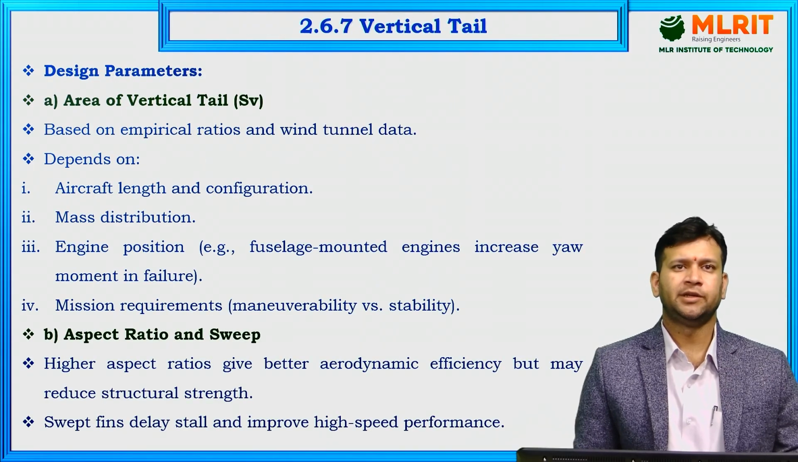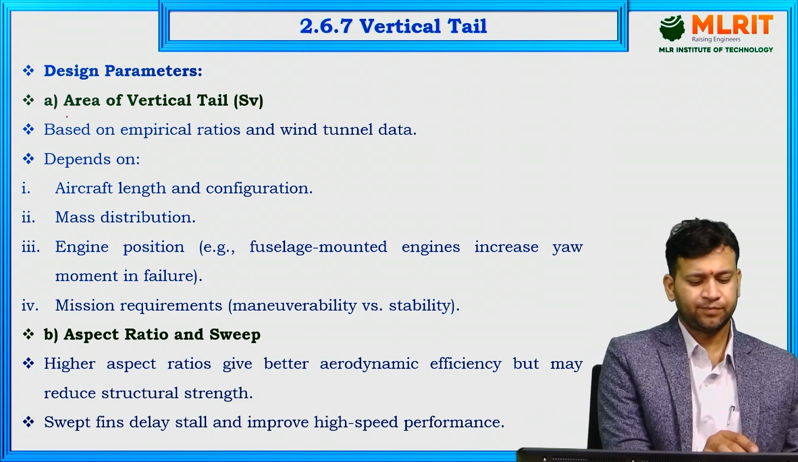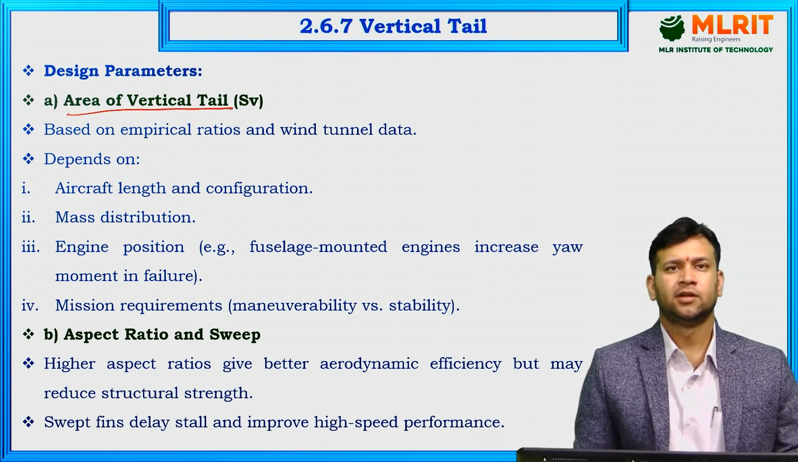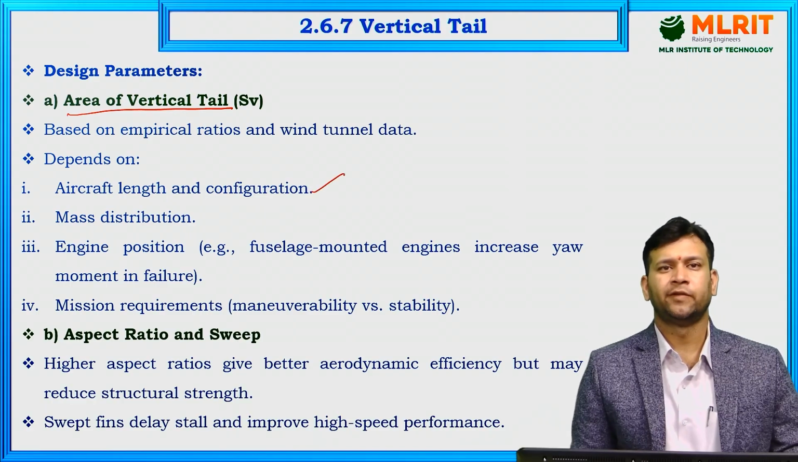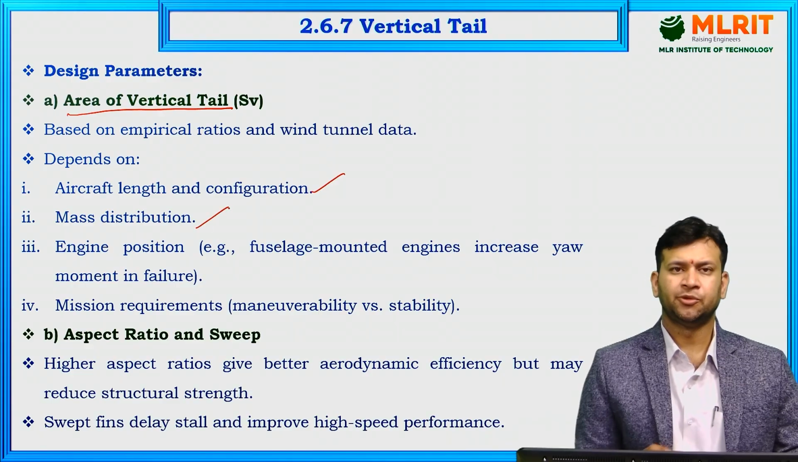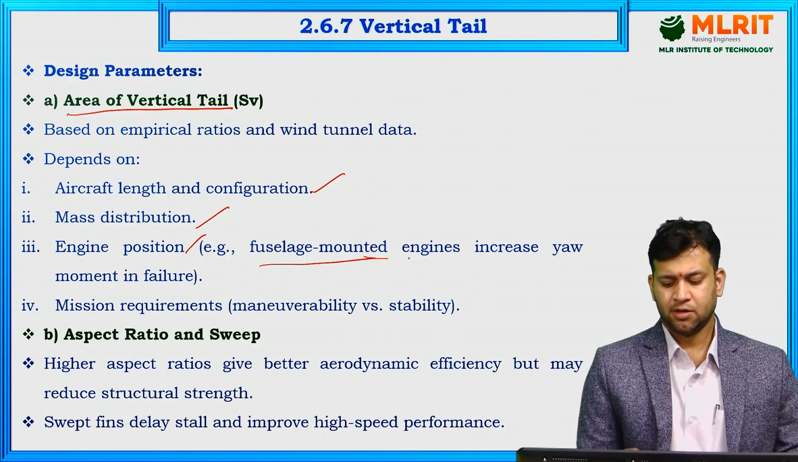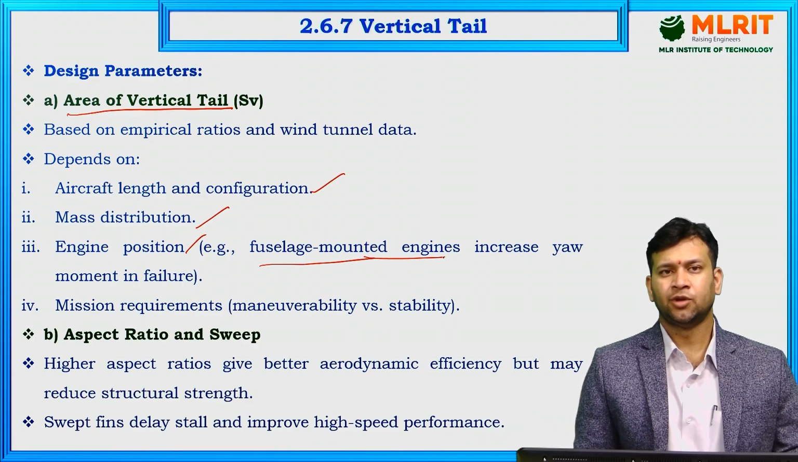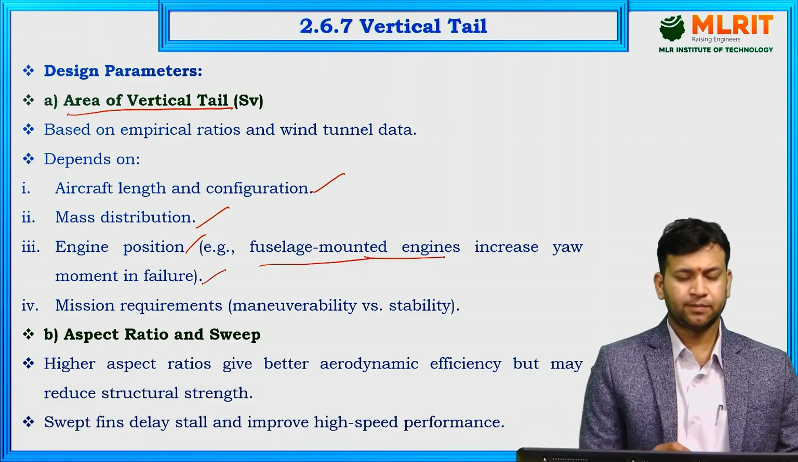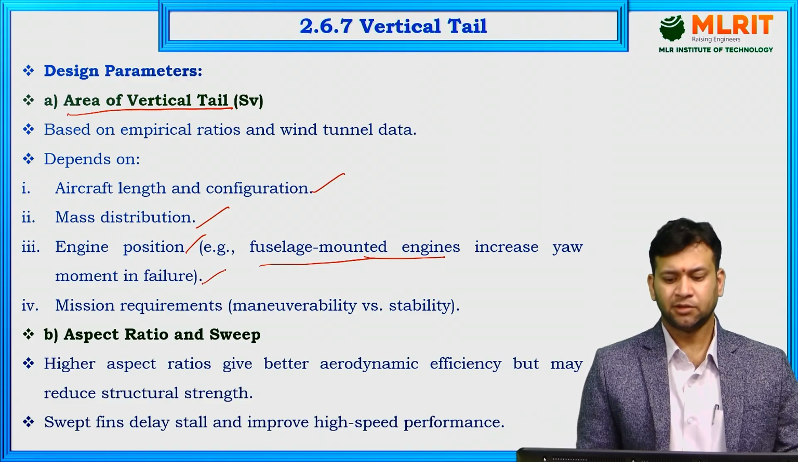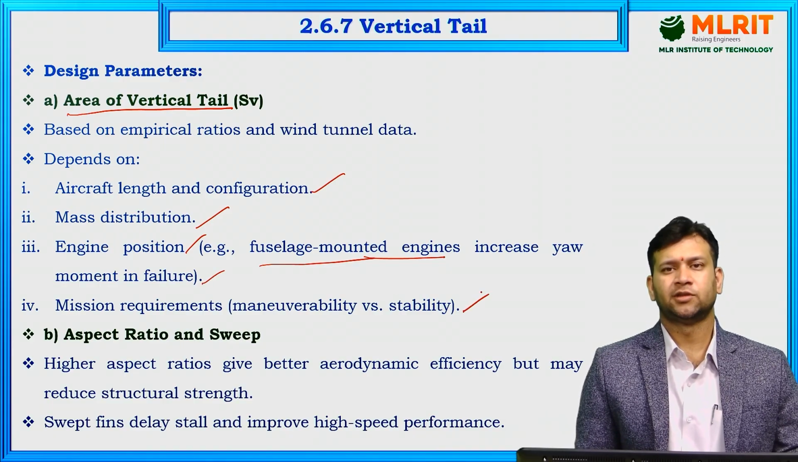The design parameters which we consider during vertical tail design: the first one, area of vertical tail. Based on empirical ratios and wind tunnel data, it depends on aircraft length and configuration, mass distribution, engine position, for example, whether it is fuselage mounted engines, which increase yaw moment in failure, and mission requirements, which is maneuverability versus stability.